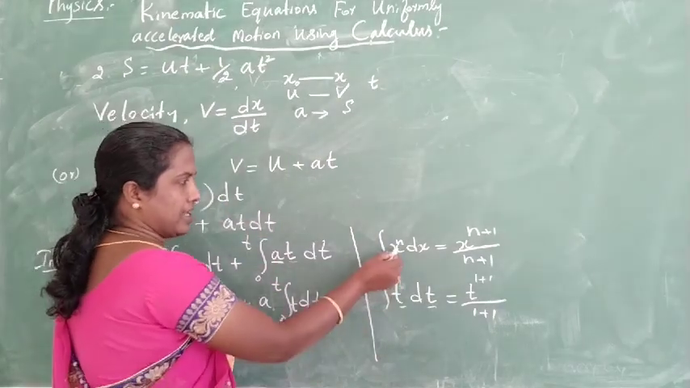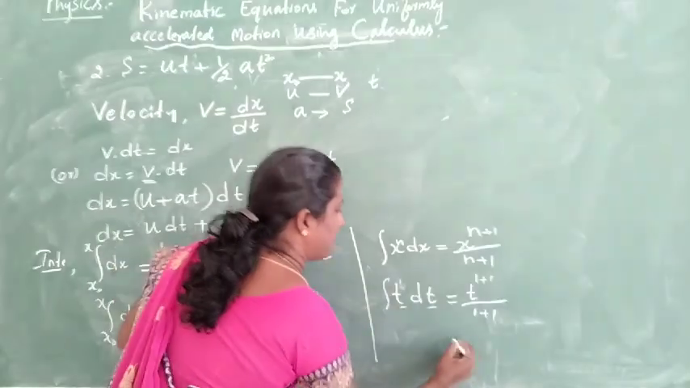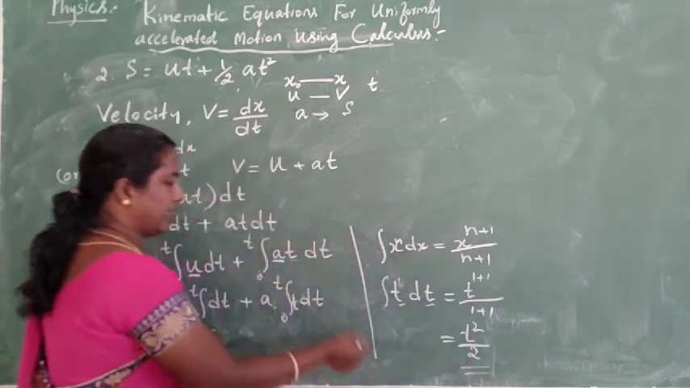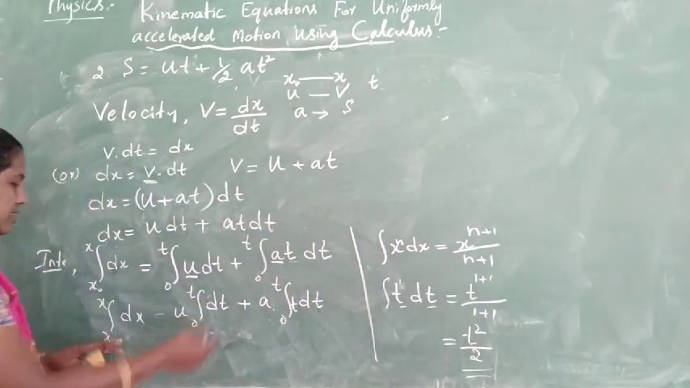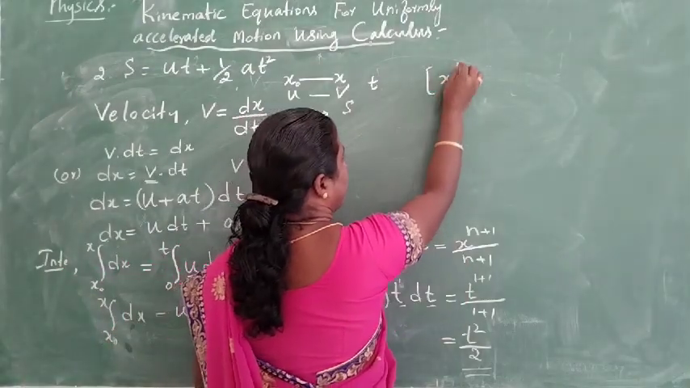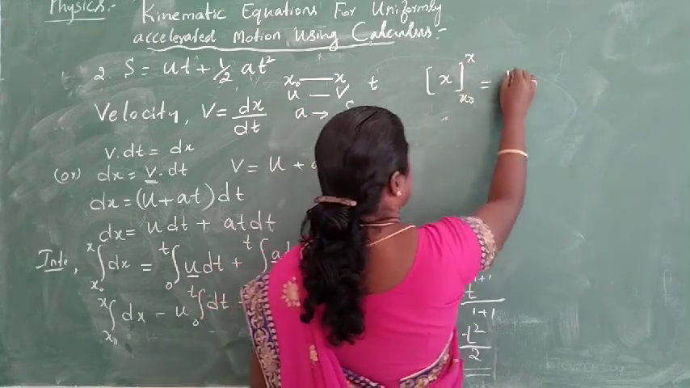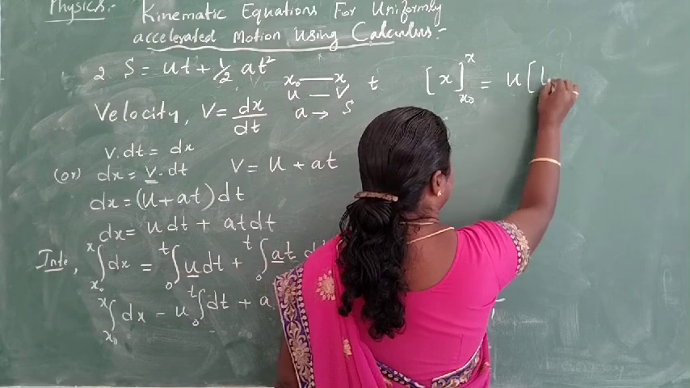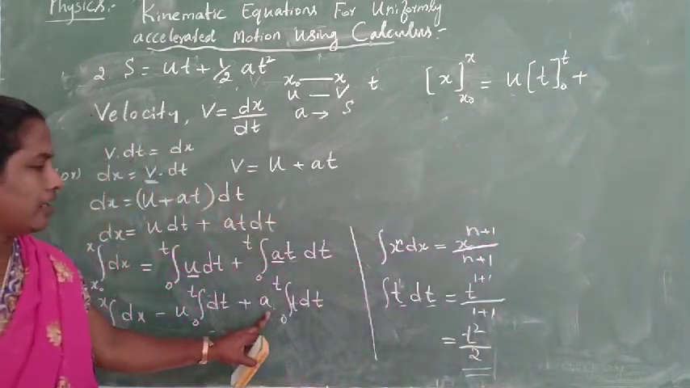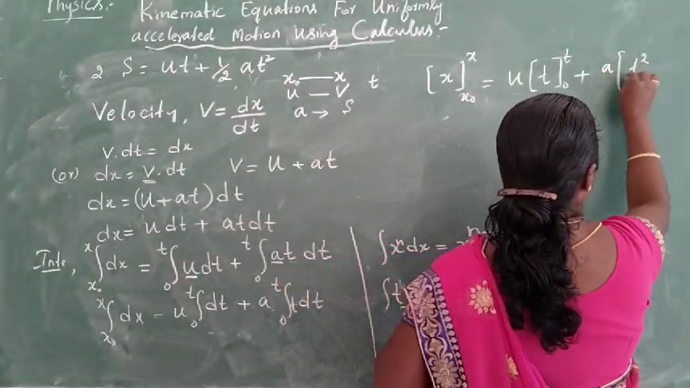So I can write x to the power n plus 1 as t to the power 1 plus 1 by 1 plus 1. That is nothing but t square by 2. So this is the integration of this term. So we can use this formula and write: integration of dx will give the x value, x naught to x, is equal to u, which is common, we will take outside, integration of dt is 0 to t, time t, plus a into this one, I can write a into t square by 2.